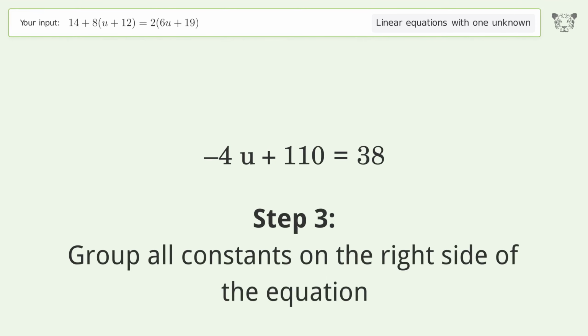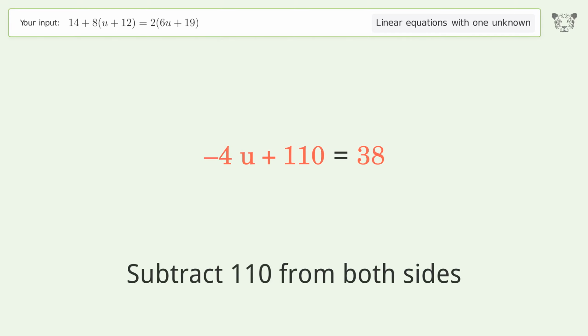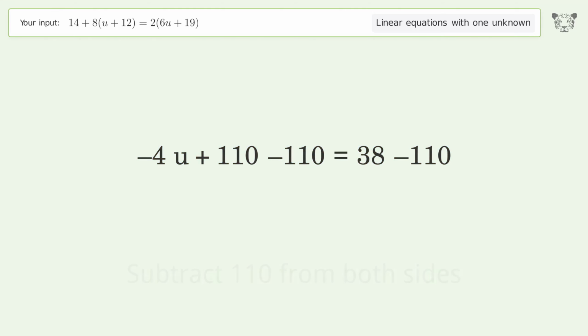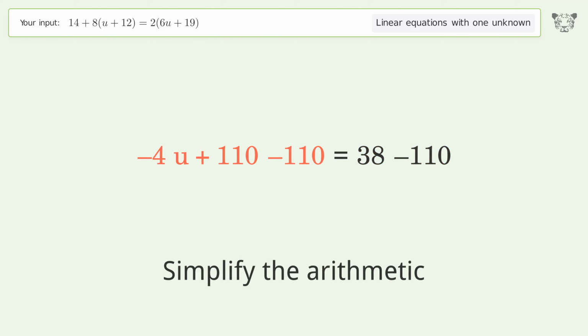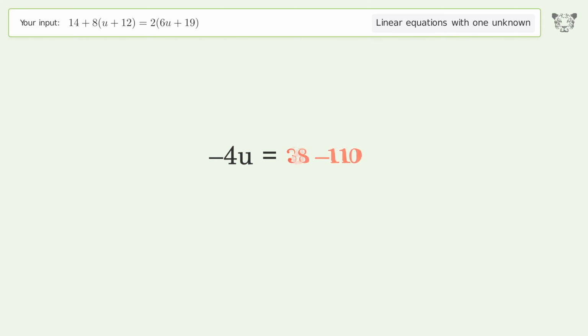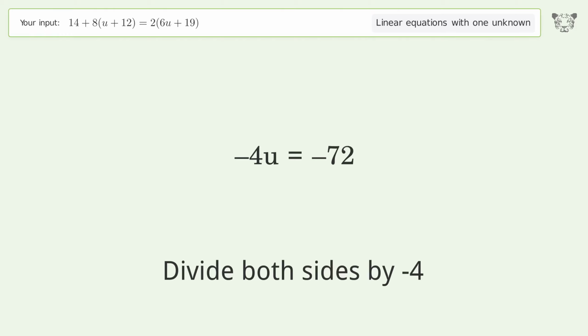Group all constants on the right side of the equation. Subtract 110 from both sides. Simplify the arithmetic. Isolate the u. Divide both sides by -4.